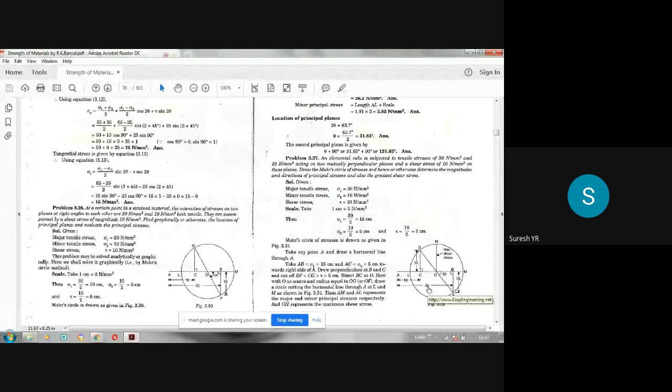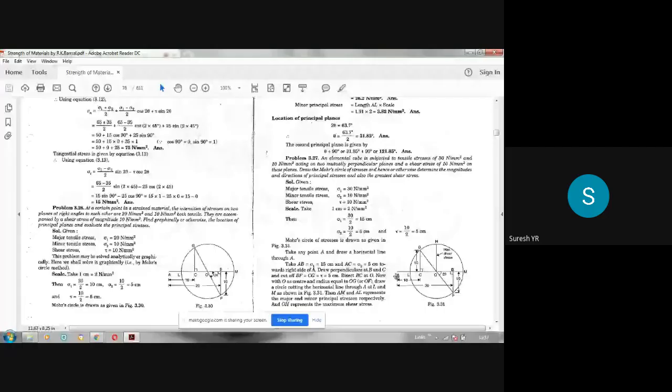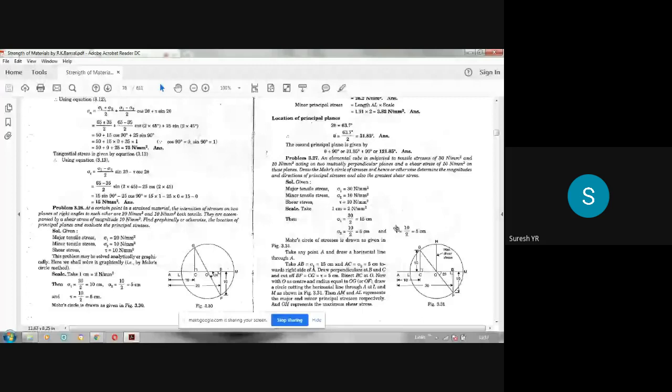And AC is 10, that is 5 centimeters. You have to draw 5 centimeters. That is the first step, so AB and AC. Then, shear stress equal to 10, 10 means 5 centimeters. So 5 centimeters, 5 centimeters, you have to draw. Then join this GF. It will cut at some point O.